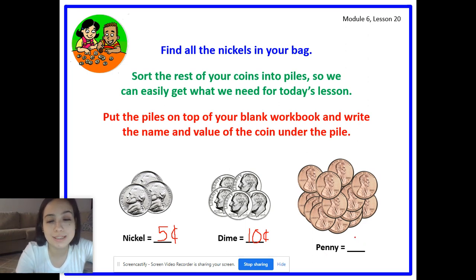Yes, 1 cent. Very good. So you should have a 1 with the symbol of the cent written. 1 cent. So we know what nickels. This exercise was just to help you identify what a nickel, a dime, and a penny looks like and how much their value is. Ready to move on?